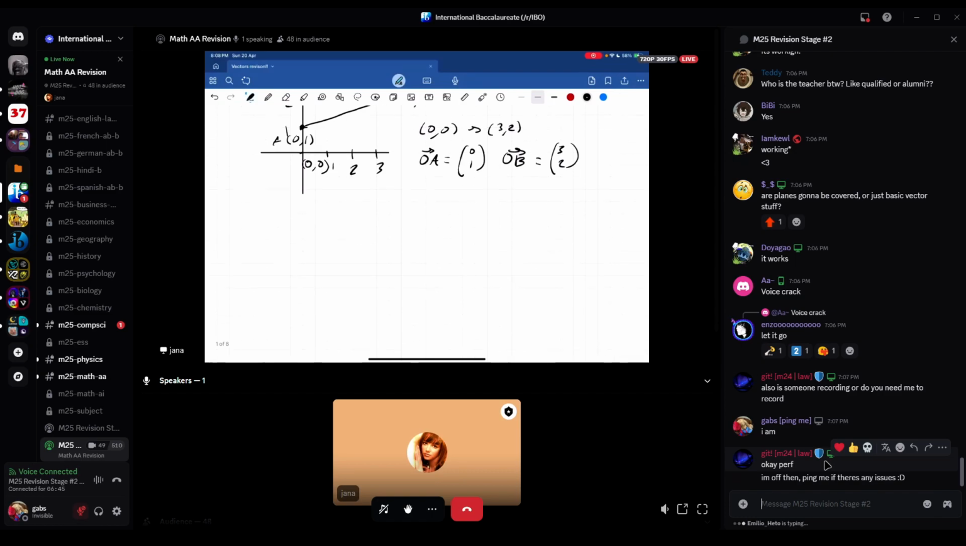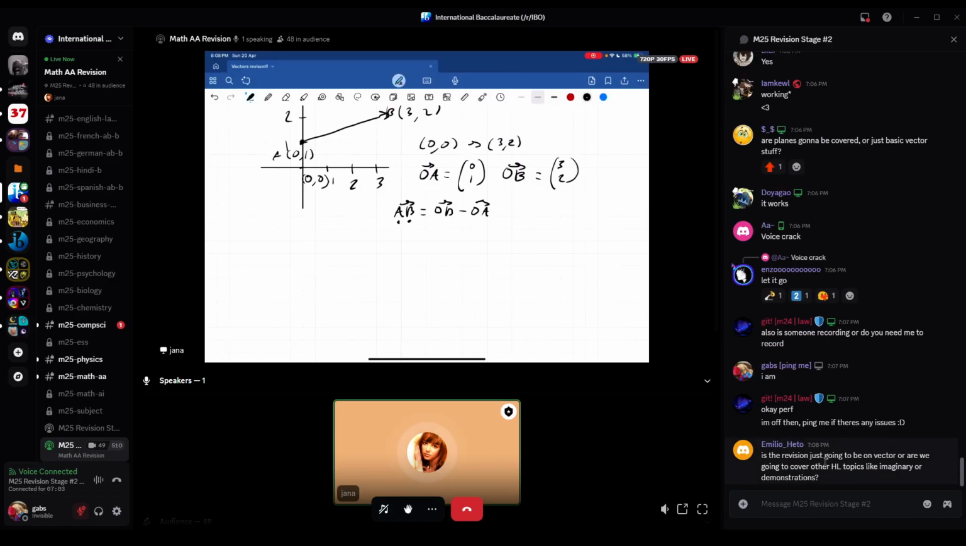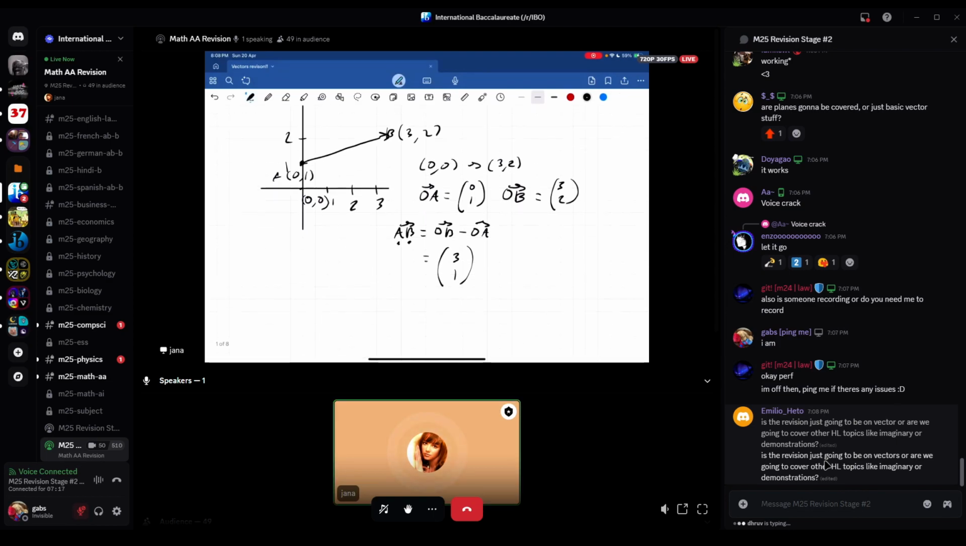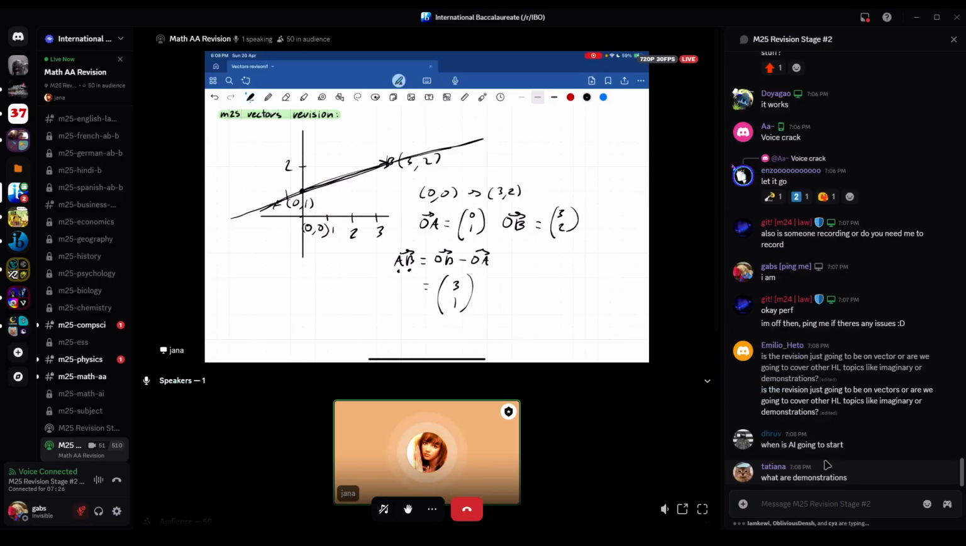So to get from point A to point B, we'd have vector AB, which is OB minus OA. It's that one minus that one, right? And that vector is just 3, 1. And this can also be used to express the direction of a line that's going that way, right? But we'll get into that later because I don't want to drag on.